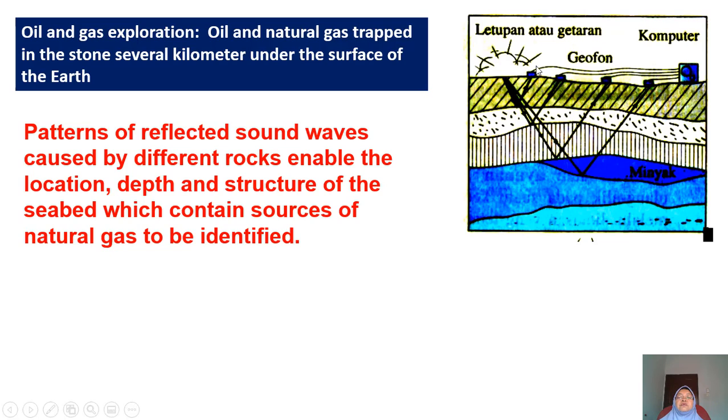So here we have an explosion. Okay, the explosion will move down through the ground, and then will be reflected and received by the receiver here, the geophone, which is connected to the computer. So when there is oil here, the reflected signal can be seen very low, because it will not be reflected back, because oil is a soft material, soft surface, right?